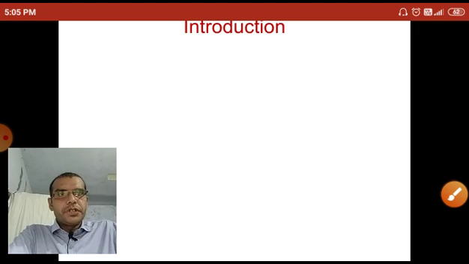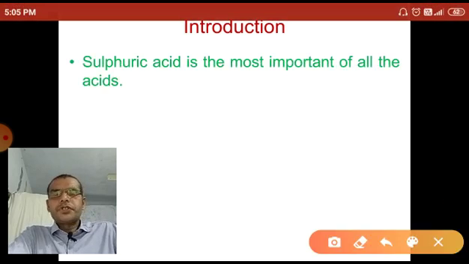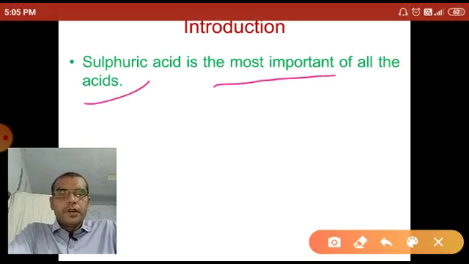It is a strong acid. Sulfuric acid is the most important of all the acids in the view of industries and in the laboratory. There are many uses of sulfuric acid in industries and also in laboratories. And the amount of sulfuric acid used by a country decides its prosperity.